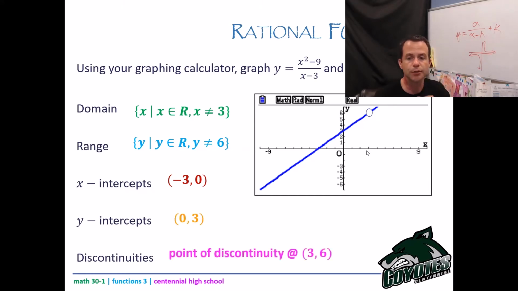And then for discontinuities, we have a point of discontinuity. Do not write POD. Abbreviations are not acceptable, just like VA was not acceptable, or HA is not acceptable, POD is not acceptable. You have to write out the words point of discontinuity. Make sure you spell it right. So I have a point of discontinuity at 3, 6. Okay, point of discontinuity at 3, 6.